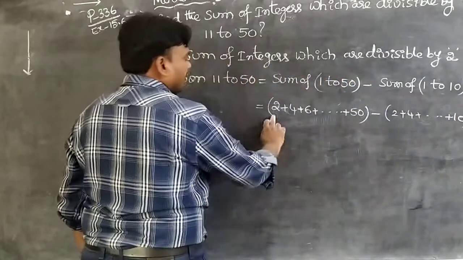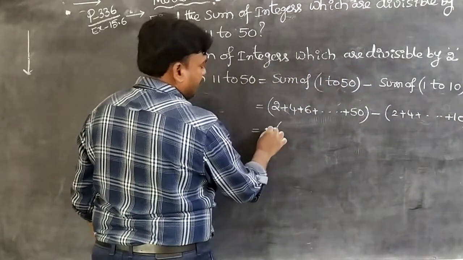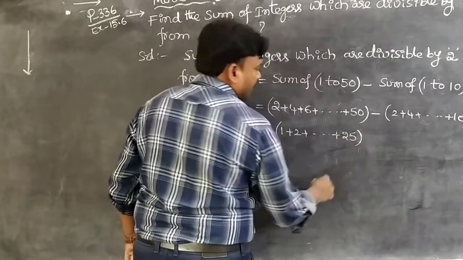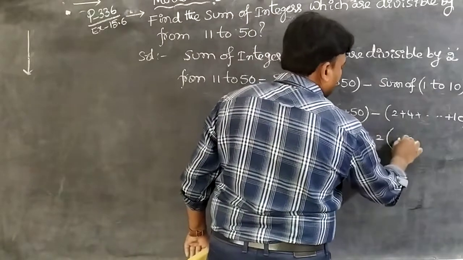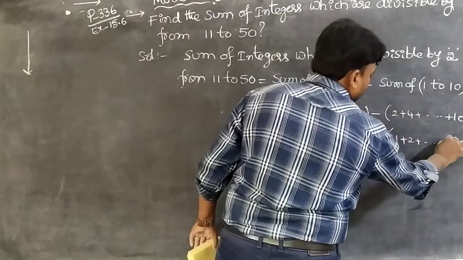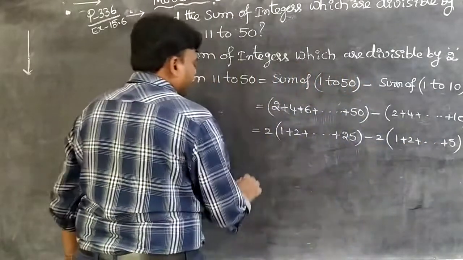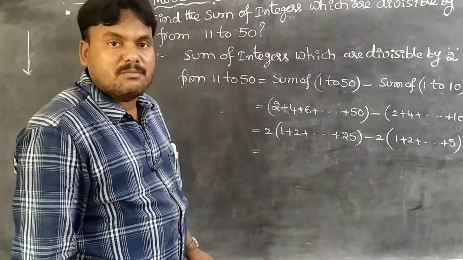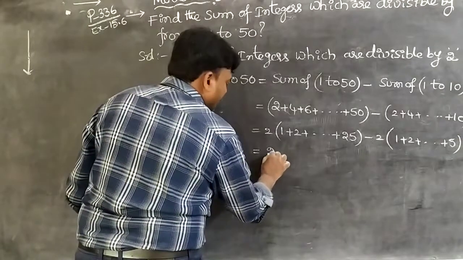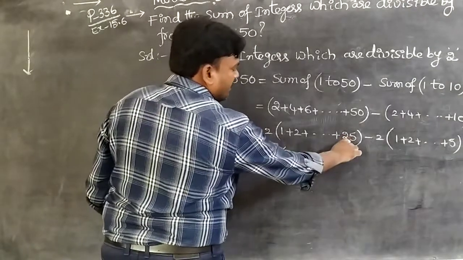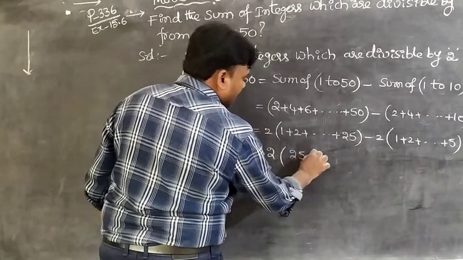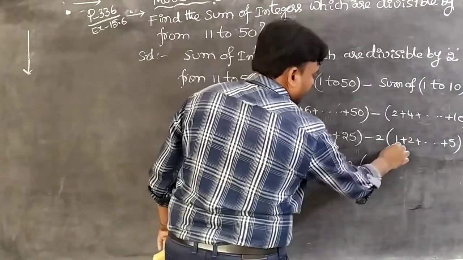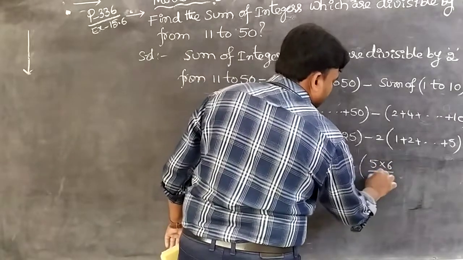Okay, in all the terms, 2 as a common factor. 1 plus 2 plus and so on plus 25, minus, here also 2 as a common factor, 1 plus 2 plus and so on plus 5. Use the sum of first n natural numbers formula, that is n of n plus 1 by 2. You know very well. That is 2 of n, and how many numbers are there? 25. 25 into 26 by 2. Here minus 2 of, here also 5 into 6 by 2.